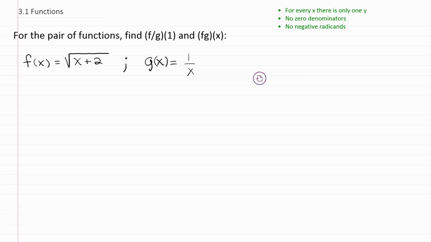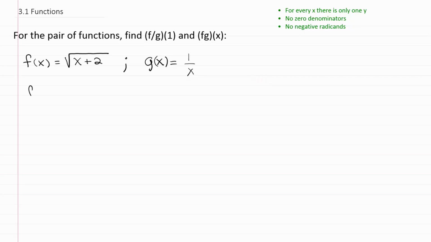For the pair of functions, find f divided by g of 1 and f times g of x. All right, so let's start with the first one. The first one is to basically divide the two functions and then evaluate them at 1. You can do this in either order. Let's do it both ways to show how it's done.